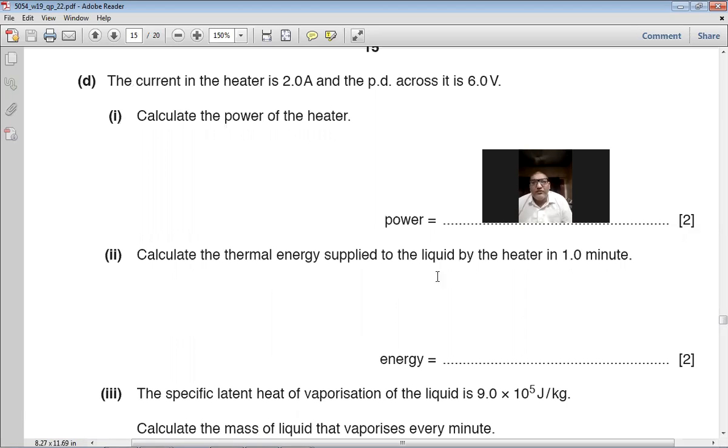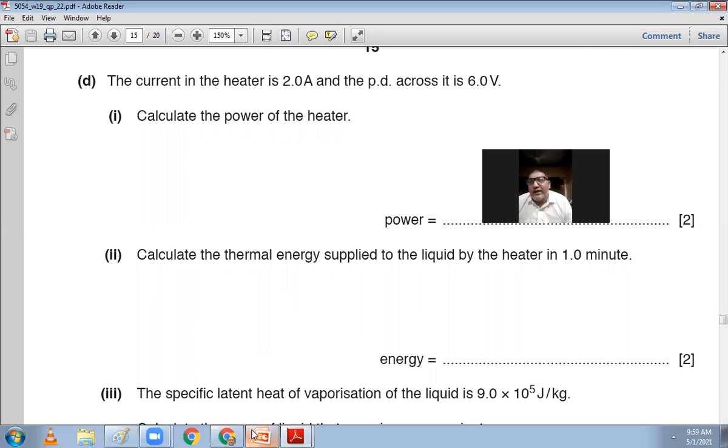Then the next part is calculate the thermal energy supplied to the liquid by the heater in 1 minute. Energy will be power multiplied by time, but the time should be in seconds. Let me show you how I have done this.